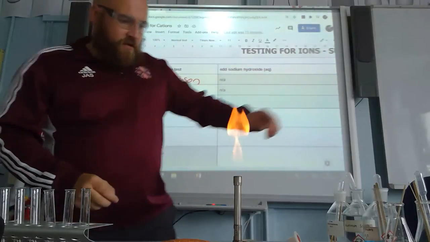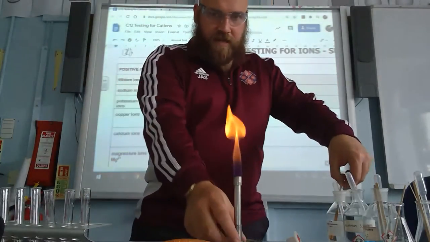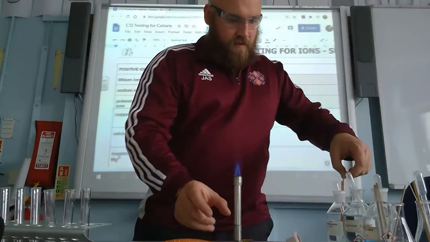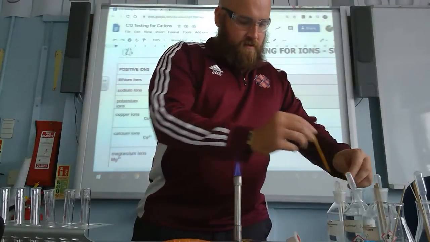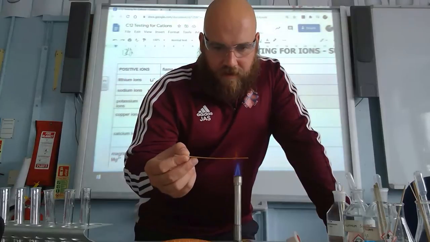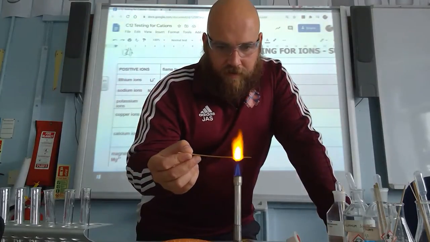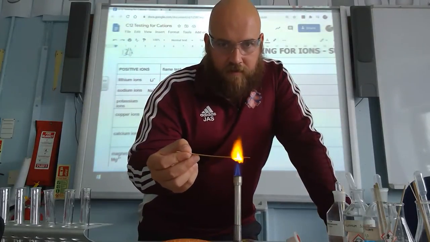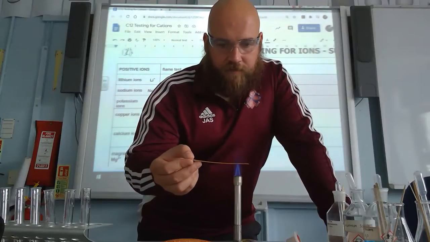Next up then, we're looking at sodium. So I've got some sodium compounds here. And if I put that in the flame, well, there we go, perfect. Can you see that? That lovely orange color.